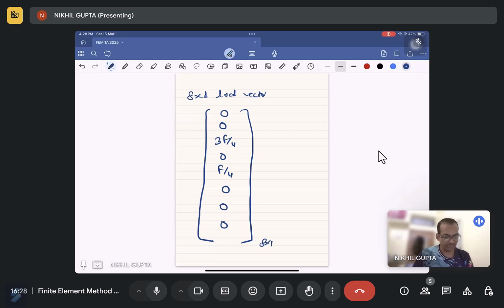So what you have done in this problem, the force was acting at a comma minus b by 2. So you have distributed this load to all the nodes which are there. And you can see that since all the other nodes were far, this force is not contributing to other nodes, but it is contributing to nodes 2 and 3 only. Okay, is this clear? Yes.